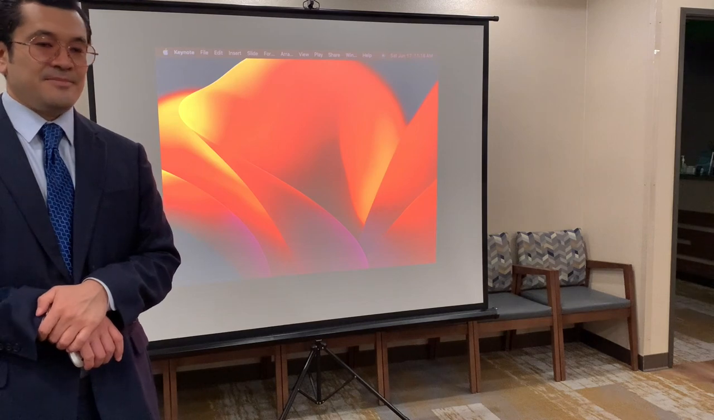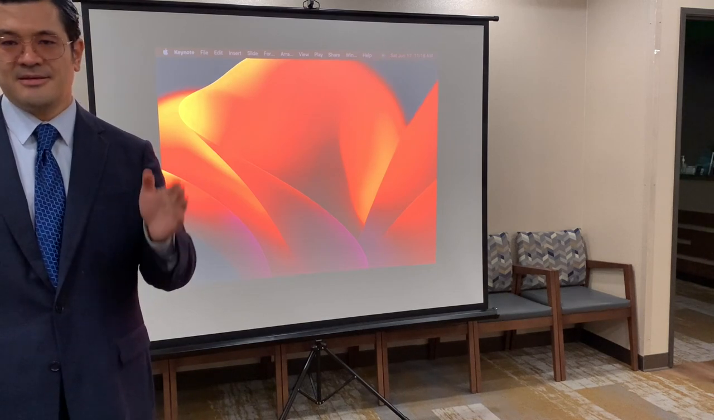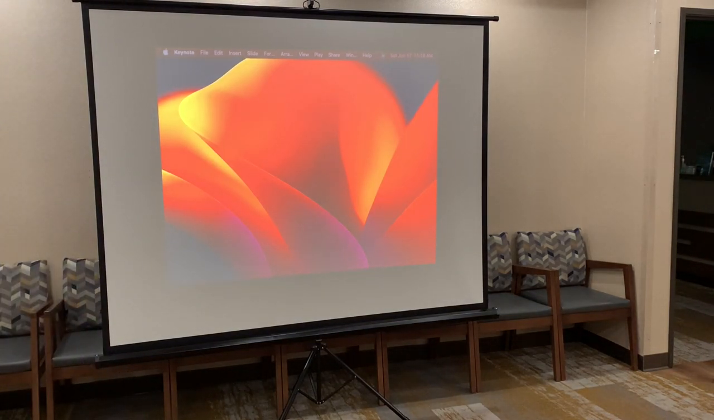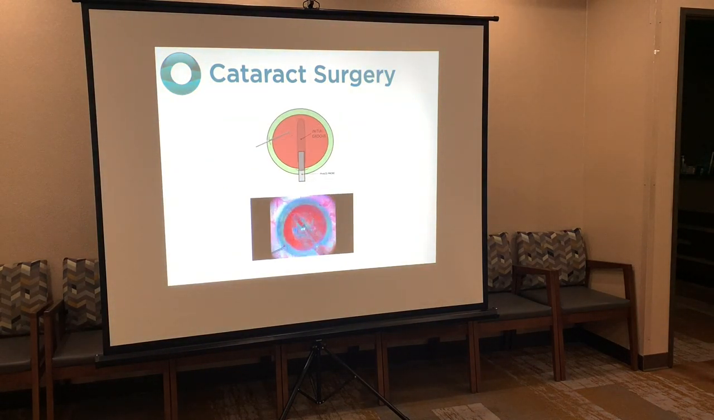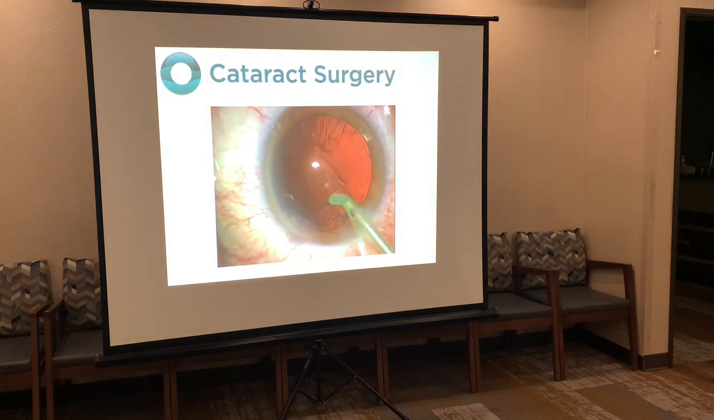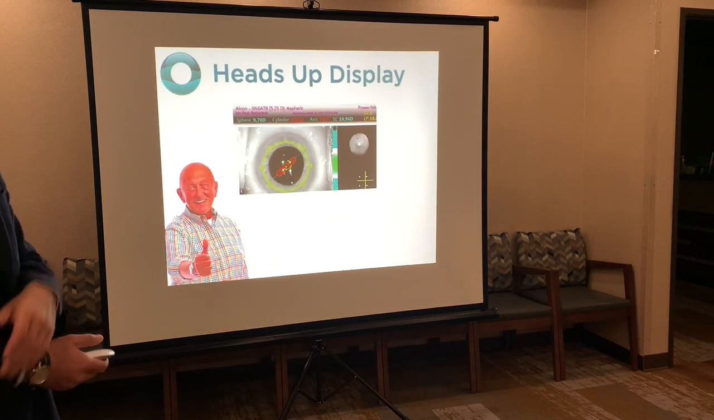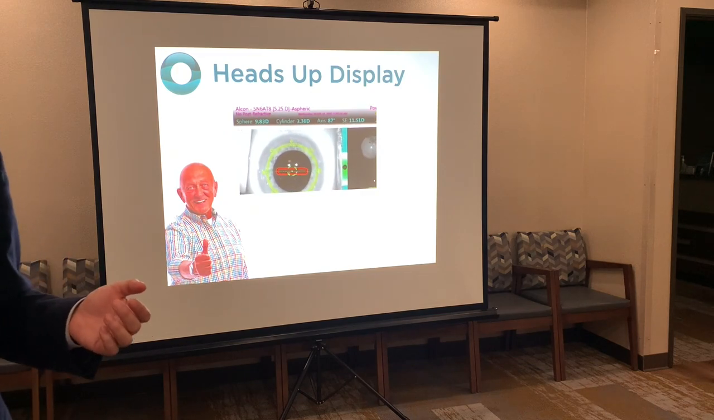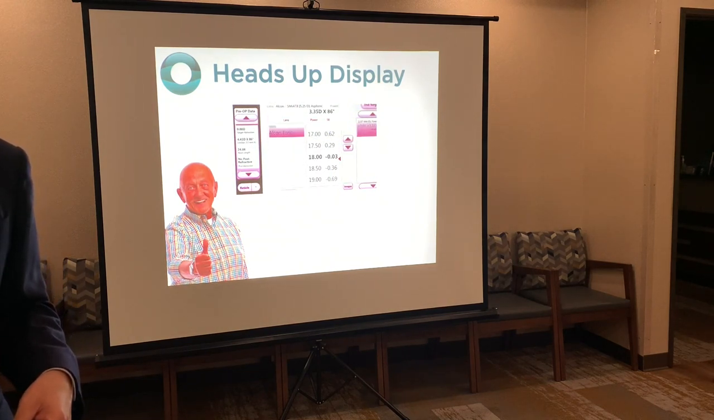It's really rare to happen, but the toric lens can spin in the capsule after surgery. So let's go back to how this lens is implanted. We use Aura to rotate the lens right to that axis. But sometimes the patient can go home and the lens won't stay in place. It will spin.